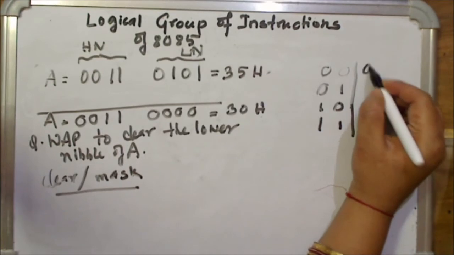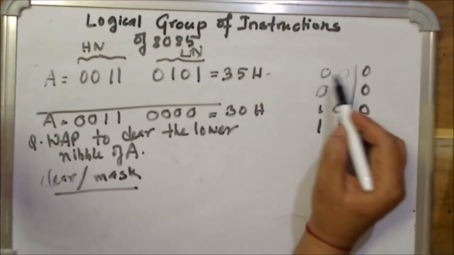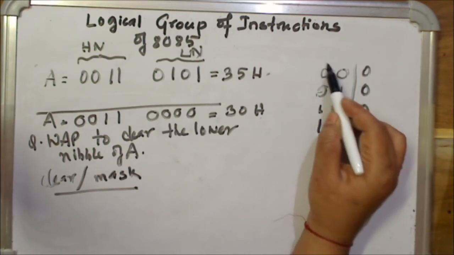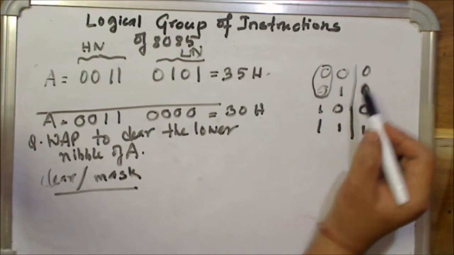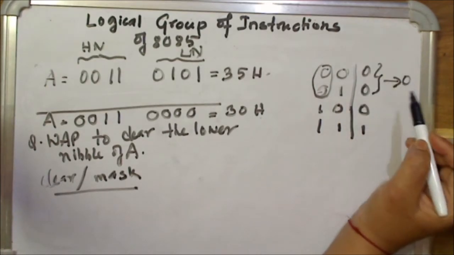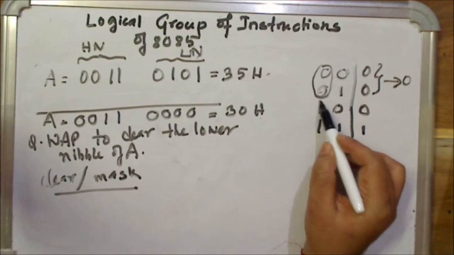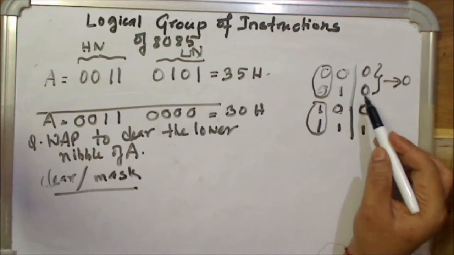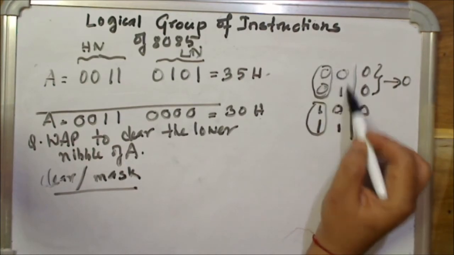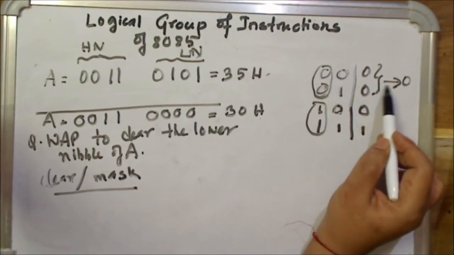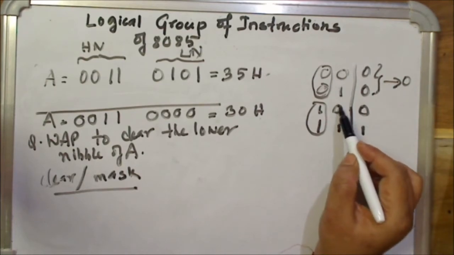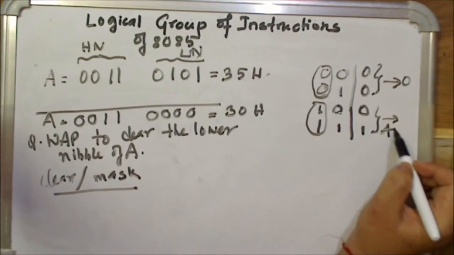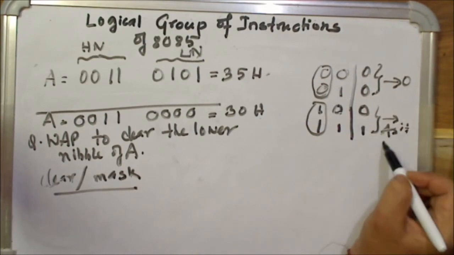What is the result? 0 0 0 1. Now see the pattern. Any number if you end with 0, the result you are getting is 0. And any number if you end with 1, the result you are getting is as it is. See the pattern? Again I am repeating, any number if you end with 0, the result is 0, and any number if you end with 1, the result is as it is.